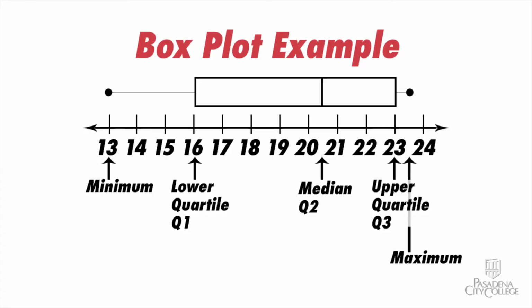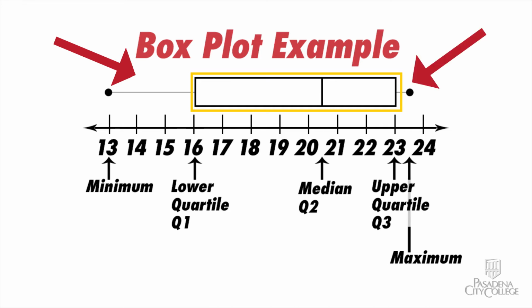As you can see here, we have an example of a box plot. I noticed there's a box in the middle, and there's something sticking out to the left. Yeah, that thing sticking out to the left is called a whisker, and the thing sticking out to the right is also called a whisker.